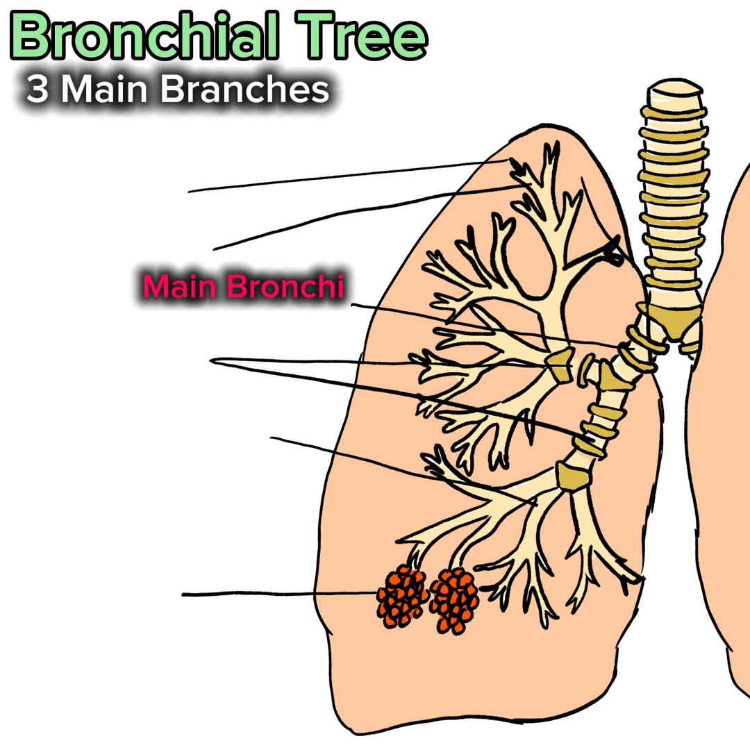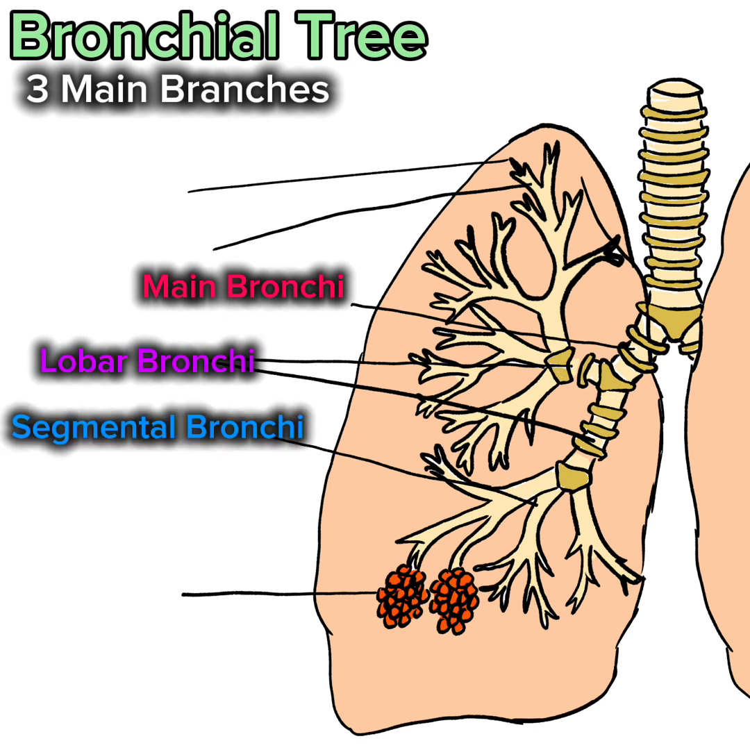The second is the lobar bronchi. It forms when the main bronchi splits into each lobe of the lungs. There are 3 in the right lung and 2 in the left lung. The third is called the segmental bronchi. It is when the lobar bronchi branches. And these are the branches in the lobes.